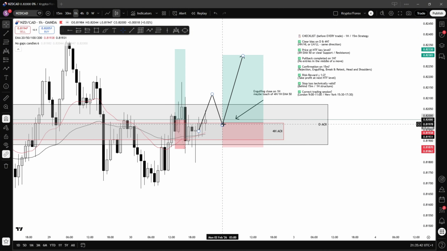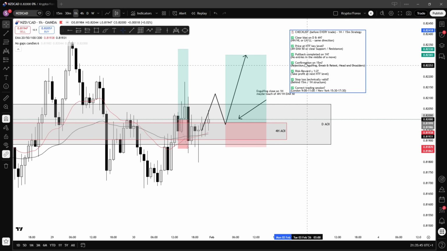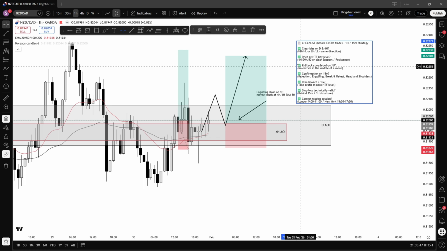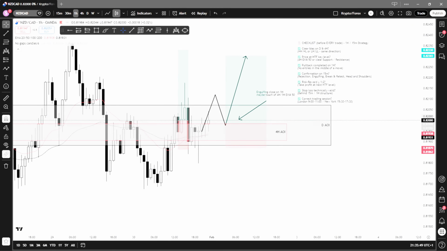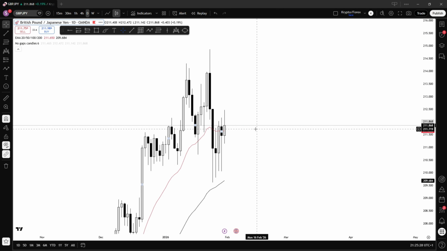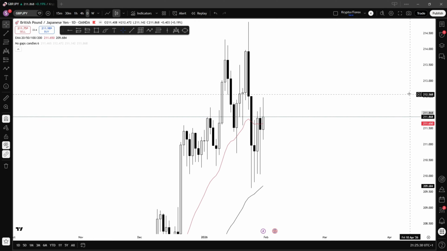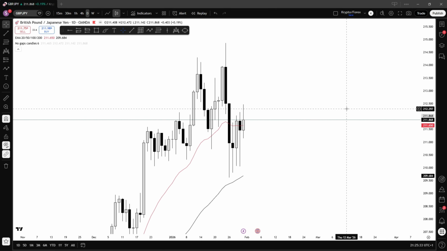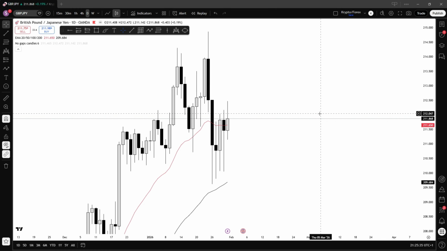So I'm just waiting for 1 hour confirmation. It would look the most beautiful on the 1 hour. So this is GBP JPY. Let's start again on the daily time frame and move down to the 4 hour and 1 hour.